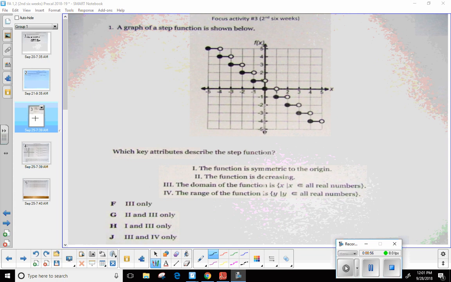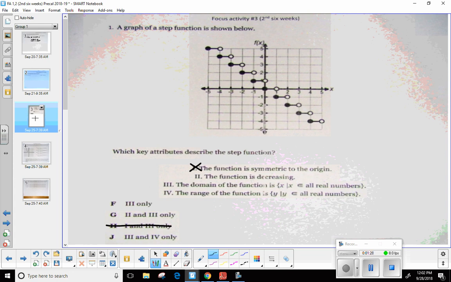One, the function is symmetric to the origin. Well, what does that mean if you have symmetry with the origin? That means what? Oh, you're close. It's an odd function. There we go. But I only want to rotate it halfway, only 180 degrees. So if I only rotate it halfway, am I going to get the same graph? No, not going to get the same graph. Okay, so 1 is definitely not right. So any answer with 1, we need to go ahead and mark off.